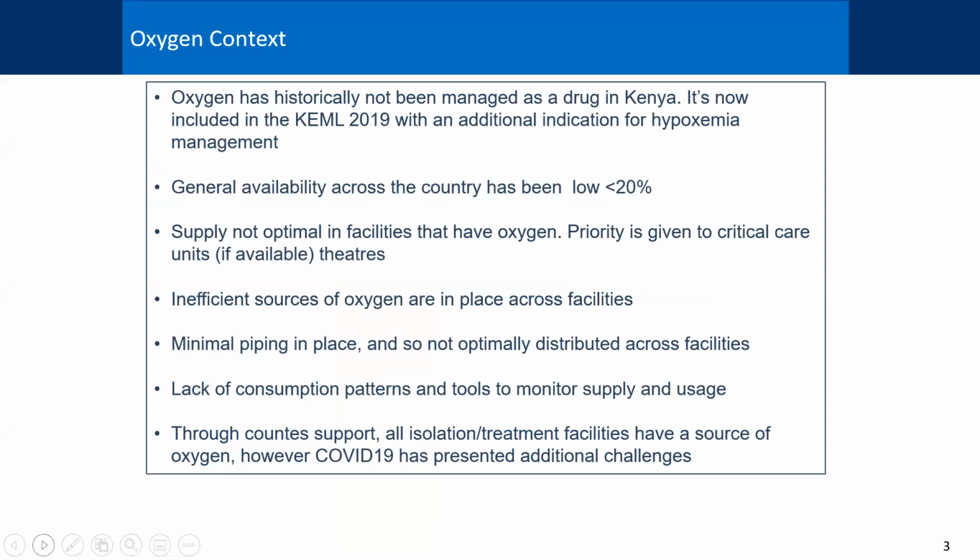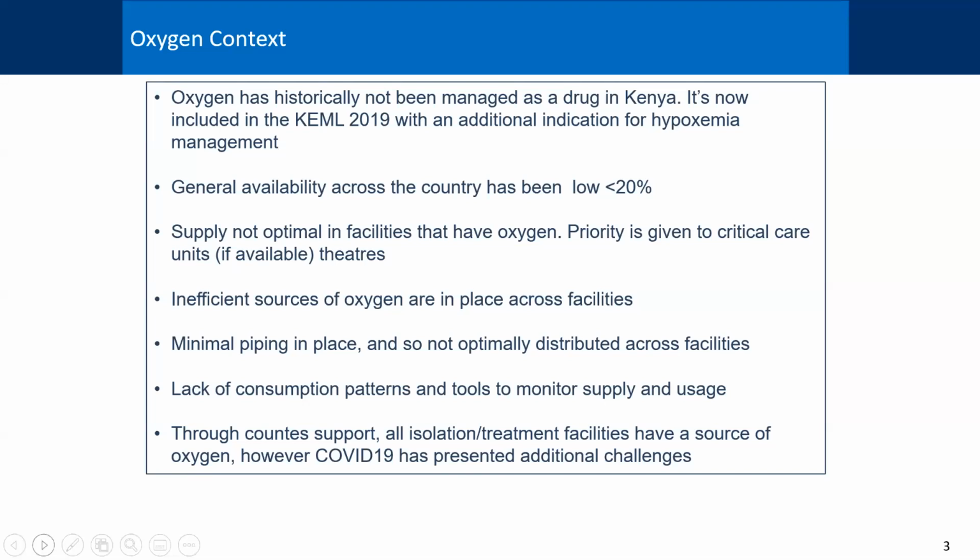I think the oxygen context has been discussed a lot here, but I want to start by saying that oxygen has historically never really been managed as a drug. Availability across the country was low. Priority was given only to critical care units, and in many places even simple oxygen was not available. As we are all aware, piping for medical gases has never been a primary requirement, for instance when building a facility, as a primary standard that must be done. And I think moving forward, that is what is going to be happening.